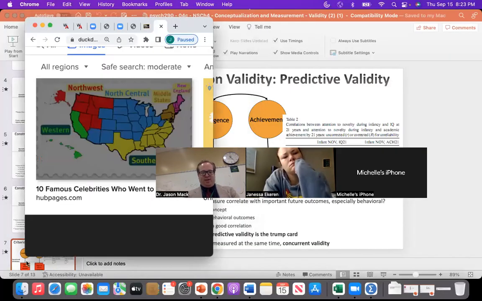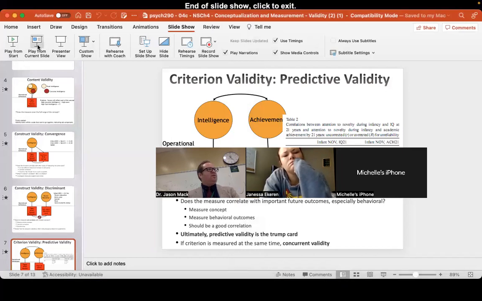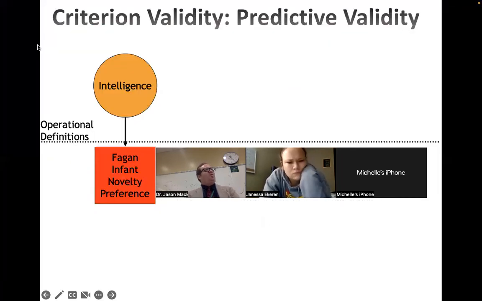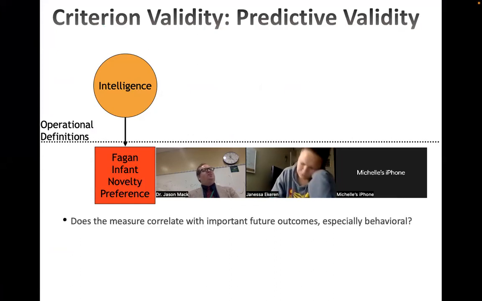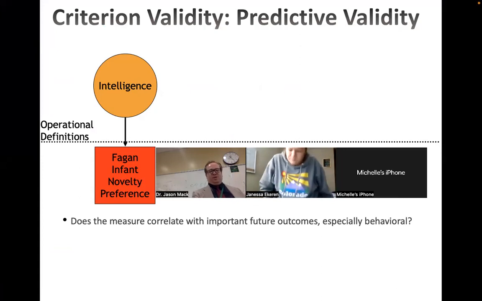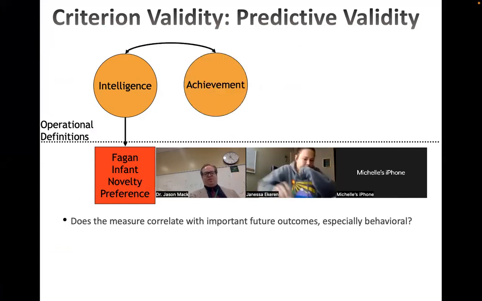Hopefully that example is making sense to you guys. It might not work because they have different criterion. My wife has a bachelor's degree from Venezuela. It's a 3-year degree. It's about 2 years here if you bring the credits in, which is annoying. But then again, she didn't go to school for 4 years. She went for 3. So does the measure correlate with important future outcomes, especially behavioral?